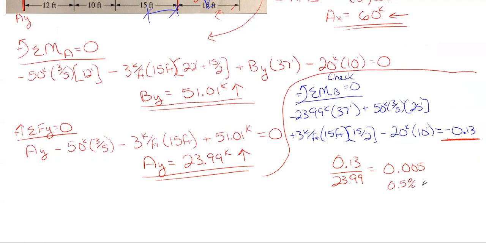So that's how far off you are. And that is close enough. As long as this is not a good portion of your reaction value, you're okay. It's just rounding.